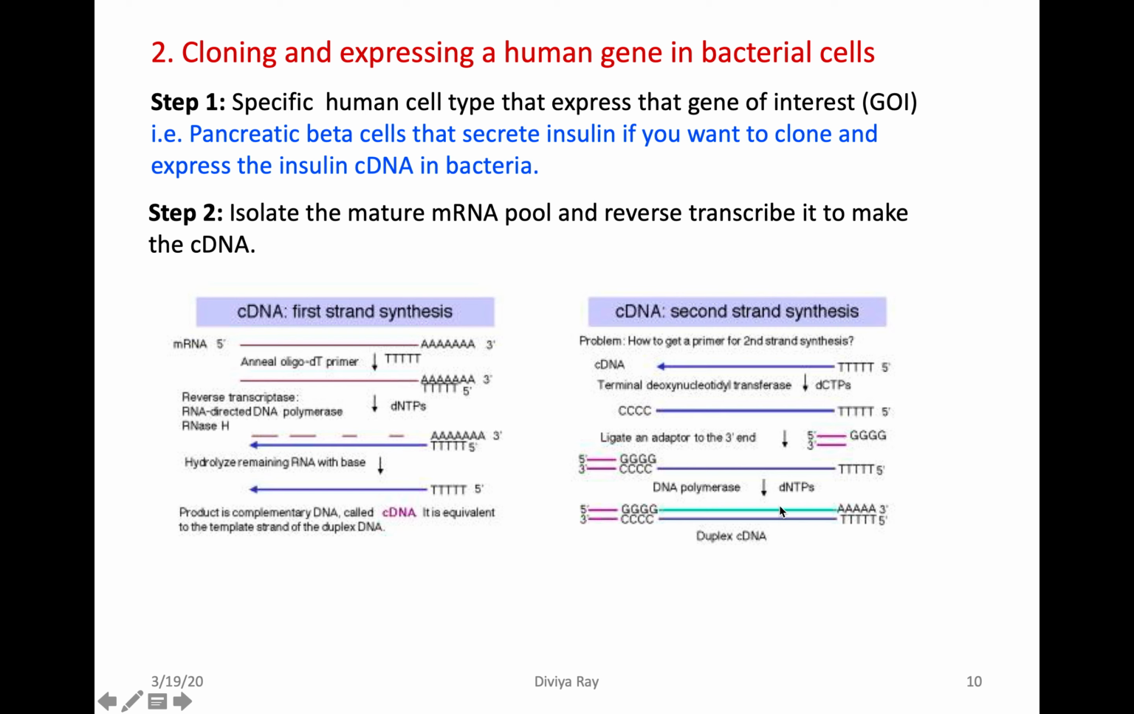So what you are generating is a population of cDNAs, each of which corresponds to a specific mature mRNA type in the mRNA population that you have isolated from a specific cell type, in this case the pancreatic beta cells. So here your starting point is a specific cell type, and you're using the mature mRNA population to make a cDNA population as we described over here.